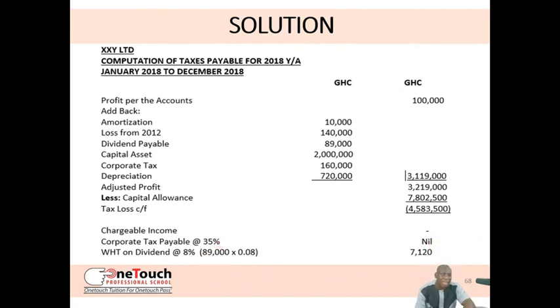Then, remember that the withholding tax, the figure that the dividend that you are paying the people. A company is a withholding tax agent. So any dividend that you are paying the people, you are supposed to withhold a tax of 8% on that dividend. So this is the only tax which by the 15th of the month following, you must go and account to the Commissioner General. So withholding tax on the dividend at 8%, giving you the 7,120. But for the corporate tax, there will be no corporate tax since there is no chargeable income for the company. It's a very good pilot question for practice.